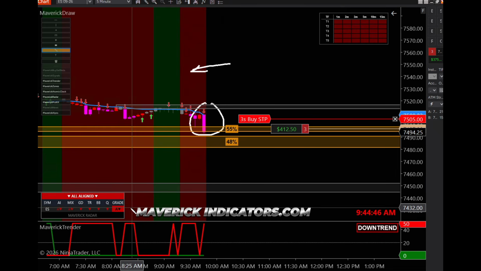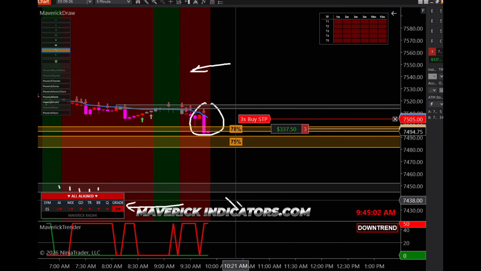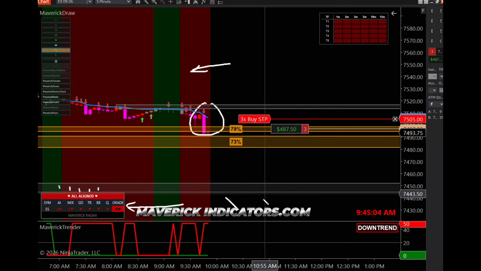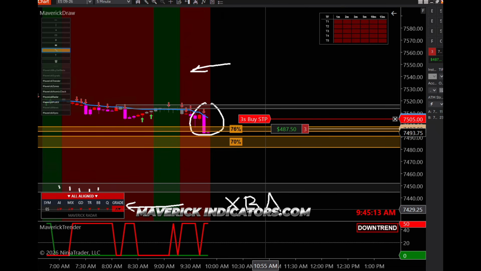Then down here, we got the Maverick radar. And the Maverick radar is going through our entire checklist of things that we look for from these indicators, okay? And it's going to grade each one. It's either going to tell us that we have no setup, or we have a B setup, or we have an A setup. And right now we got an A plus setup to the downside on the Ultimate Trading Assistant.